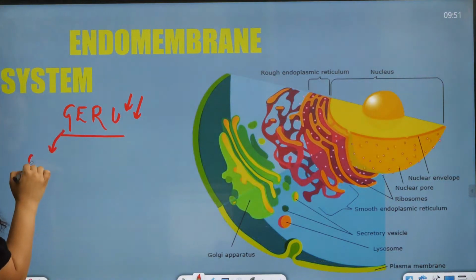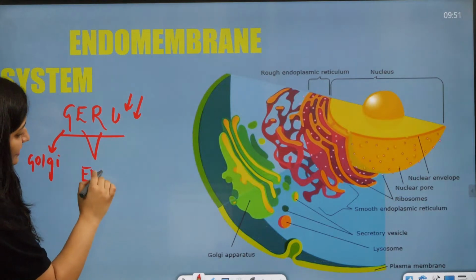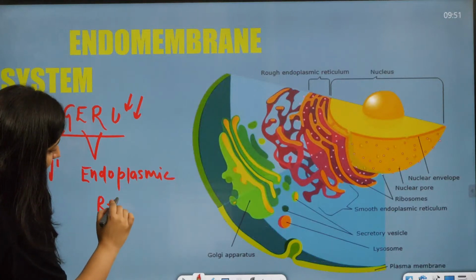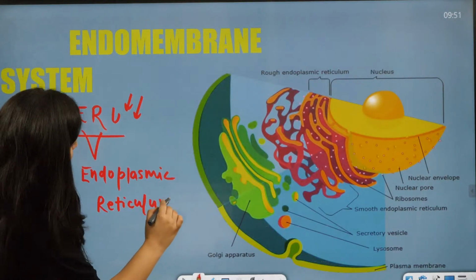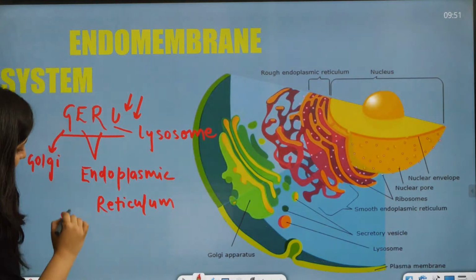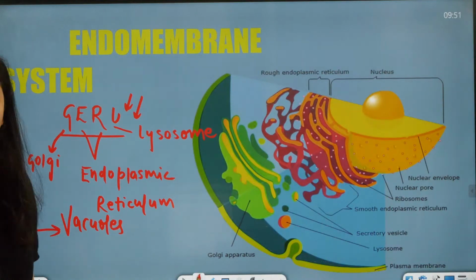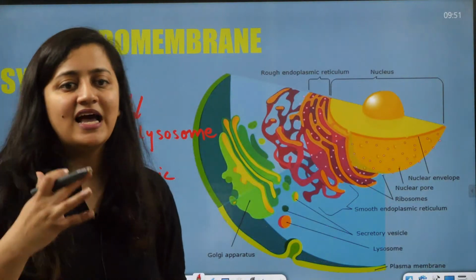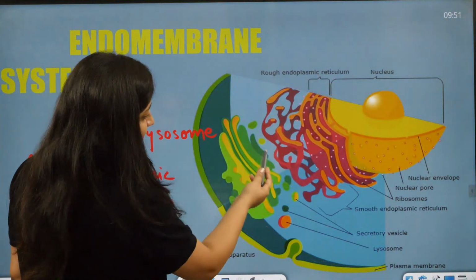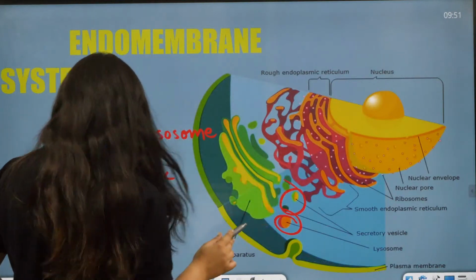GERL complex. G stands for Golgi apparatus, E R stands for endoplasmic reticulum, and L is basically the lysosome. Along with that, we also have the vacuoles as a part of the endomembrane system. You can check out this diagram: endoplasmic reticulum, Golgi apparatus, lysosome, the vesicles, and even the vacuole.